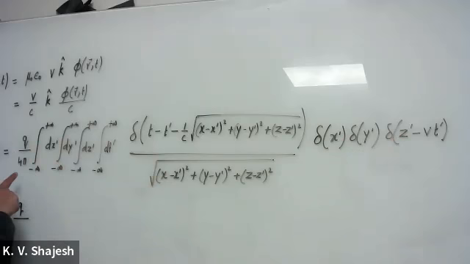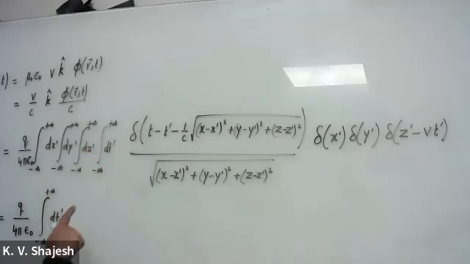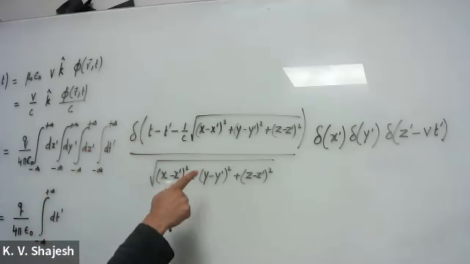Oh, there's a 4 pi epsilon now, right? I missed epsilon naught. It's q over 4 pi epsilon naught. The three x, y, z integrals are done. So this is only the time integral remaining then, dt prime. So this delta function I'll keep.